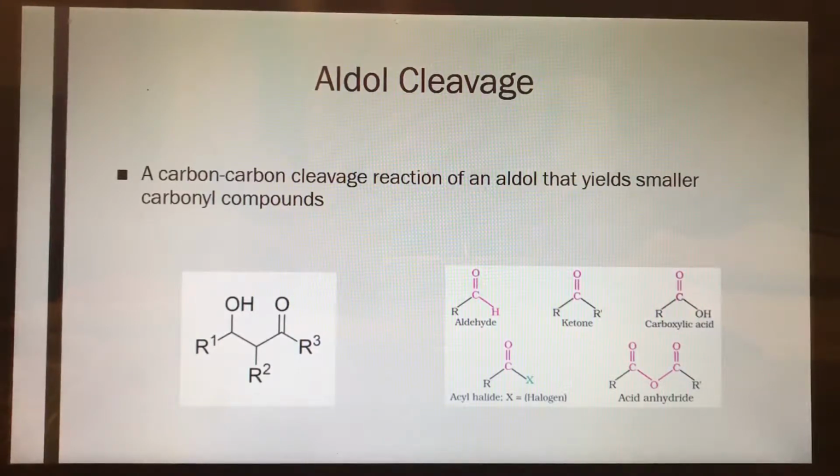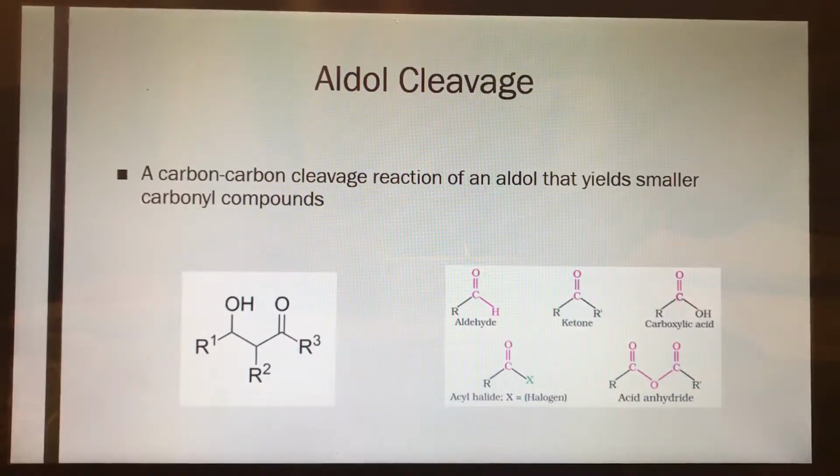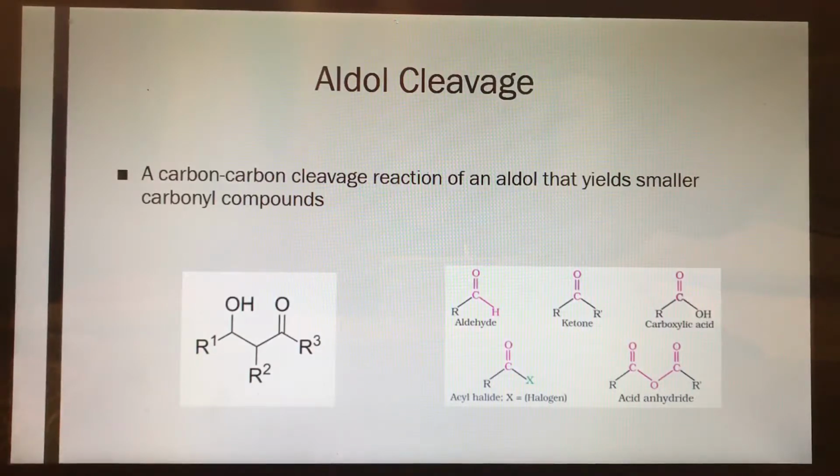An aldol, which can be seen here in this picture, is an aldehyde or a ketone with a beta hydroxyl group. On the other side, in this picture, we can see some examples of some carbonyl compounds.